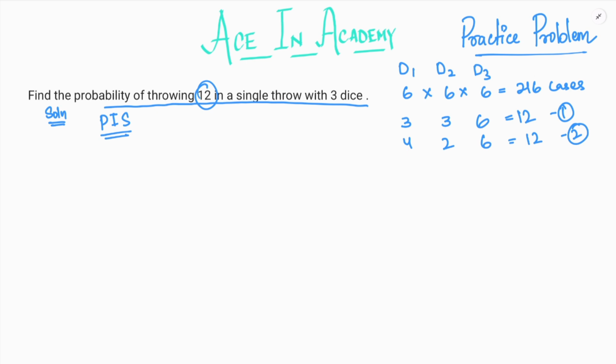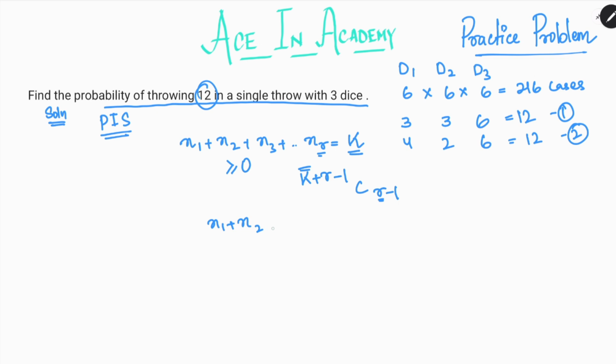So what does the formula of positive integral solution say? It says if we have an equation of x1 plus x2 plus x3 all the way up to xr, and it is equal to k, then the number of positive integral solutions for this, for which all the numbers are greater than or equal to 0, is equal to k plus r minus 1 C r minus 1. So over here k is the number on the RHS and r is the number of variables. So in our case we have x1 plus x2 plus x3 is equal to 12. Now if this is the case, then we'll have 12 plus 3 minus 1 C 3 minus 1. Now that is equal to 14C2.